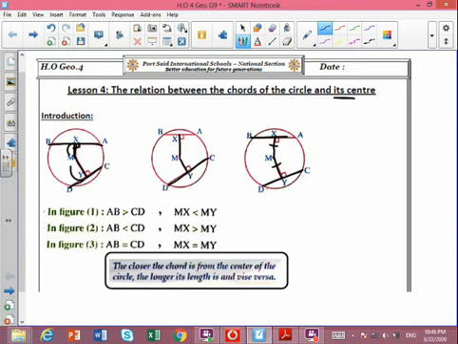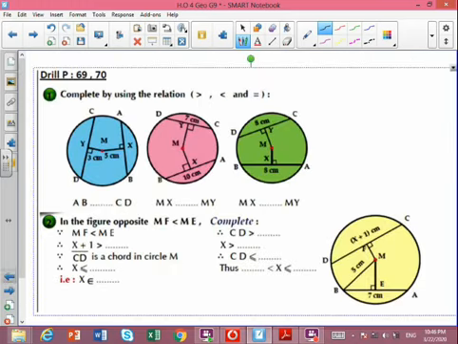Okay, so I can conclude here that the closer the chord is to the center, the longer the length of the chord. As we see in this example or that example, the closer the chord is to the center, the longer the chord is. That's clear? Okay. Let's do this drill quickly, complete by using greater, smaller, or equal.